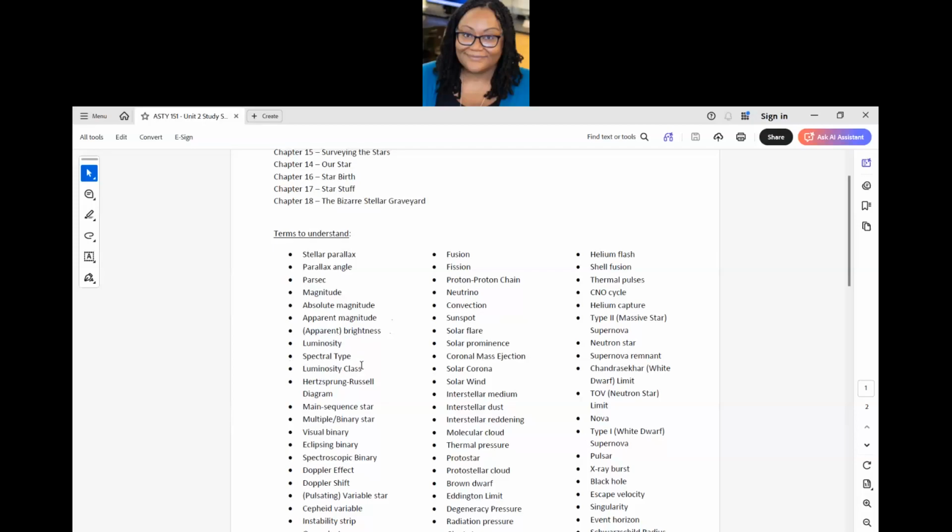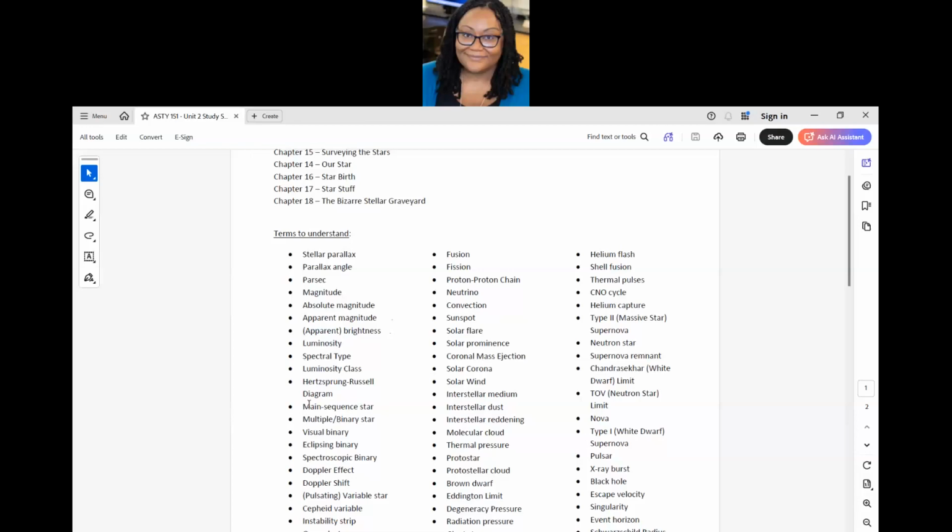Luminosity class is the one that we could correlate to a Roman numeral so that we could communicate where a star is in its lifespan. Roman numeral 1 was for supergiants, 2 was for bright giants, 3 is for giants, 4 is for subgiants, and then Roman numeral 5 is for the main sequence.